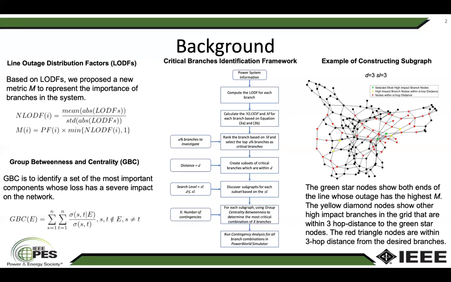Here is an example of how we construct the subgraph, with the distance and the search level both equal to 3. The green star nodes here are the most critical lines in the system, which have the highest M value. Then with the distance, we choose other high impact branches in the grid that are within 3 hop distance to the green star nodes. After that, based on the searching level, we find all the red triangle nodes. All the colored nodes formulate the subgraph we will explore.